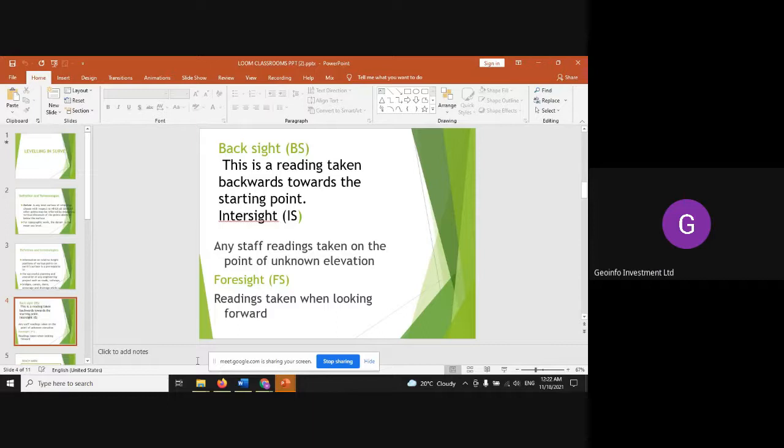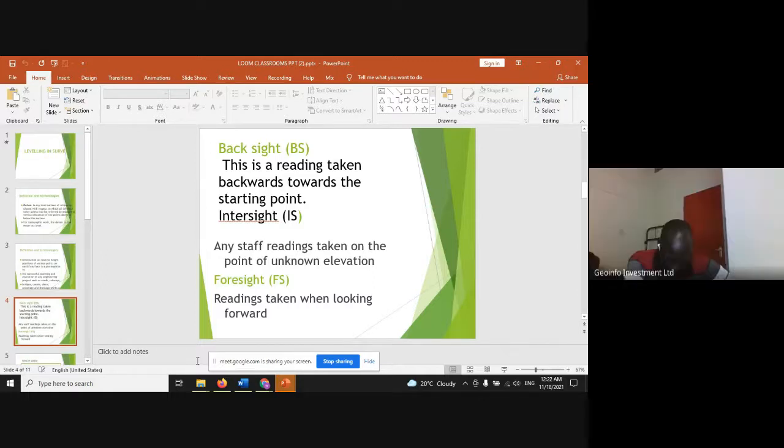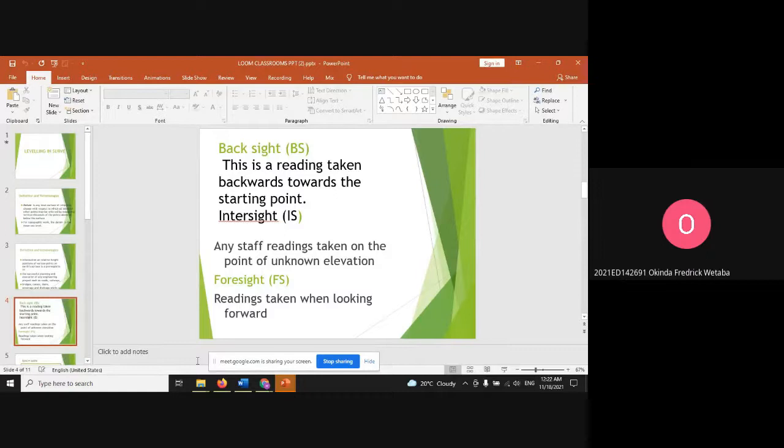Okay, a foresight. A foresight is the last reading which is taken during leveling, or the last reading which is taken before you change the instrument.